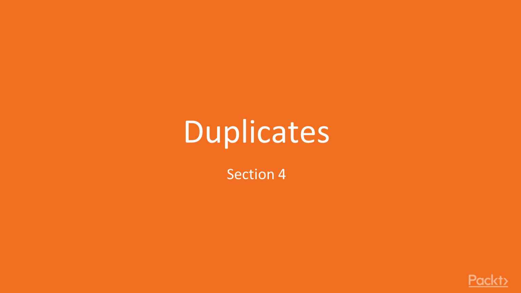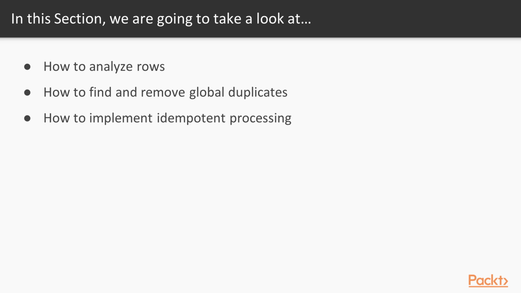Welcome to the fourth section. In this section, we will be handling a very interesting thing: duplicates. Firstly, we'll see how to analyze rows. Often our data that is analyzed and cleaned before some machine learning algorithms is in a row-wise format.